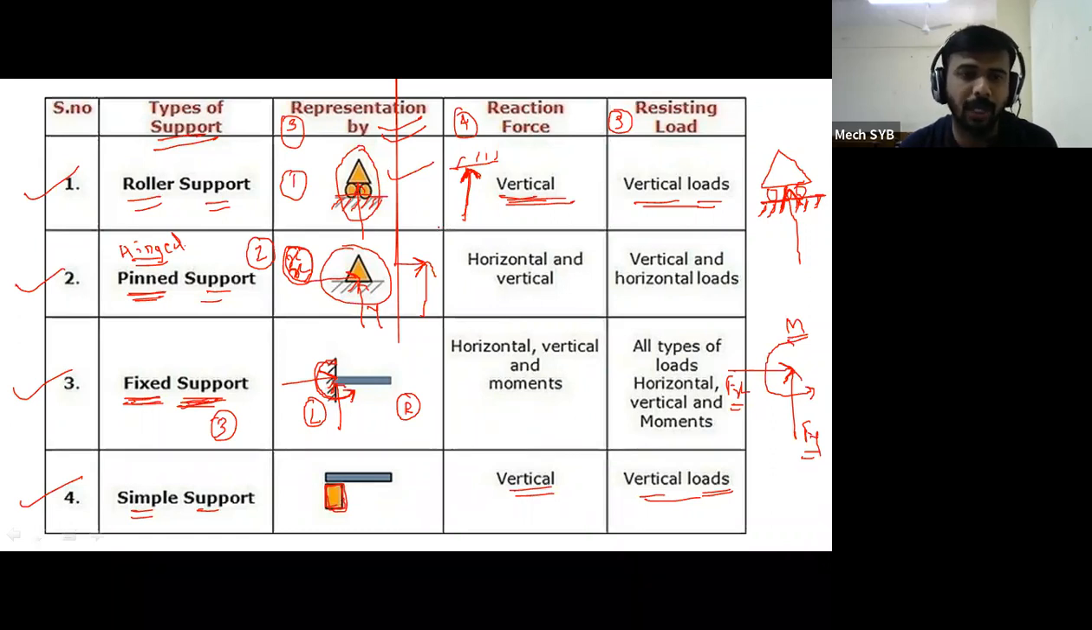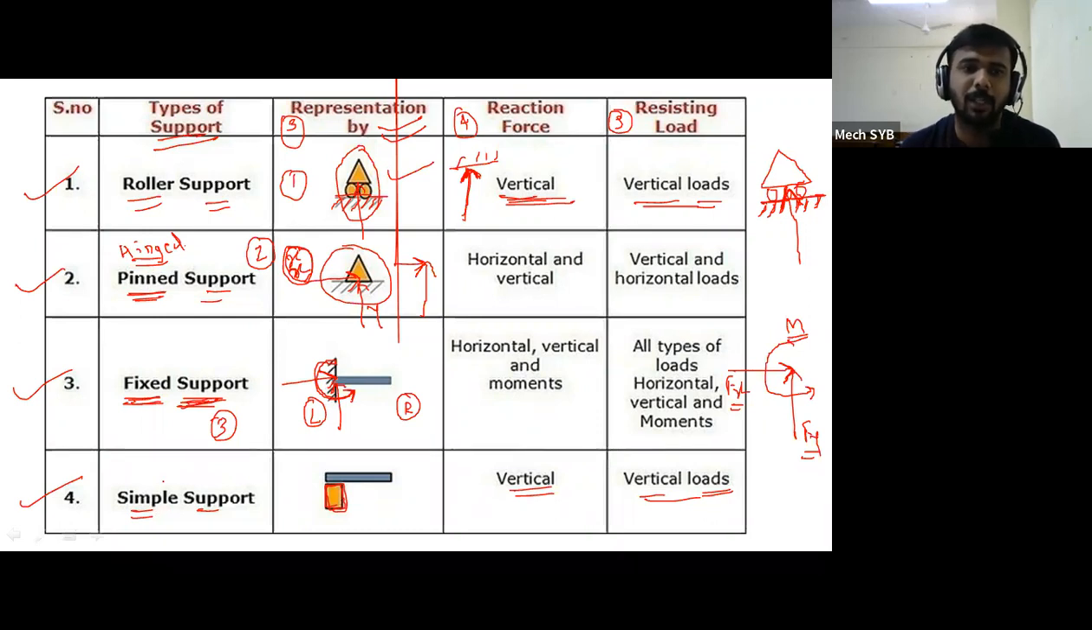It may be simply supported, it may be overhanging, and it may be the cantilever beam. For all the types of beams, we are considering only vertical reactions and vertical forces only. So these are the various types of the supports. Okay, so roller support, hinged support, which is also called as a pinned support, fixed support, and fourth one is a simply supports.